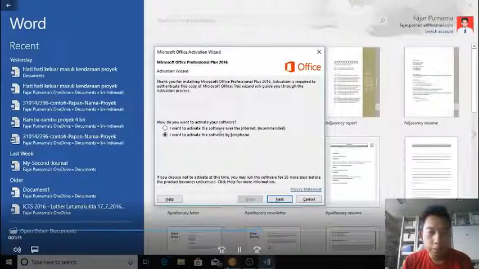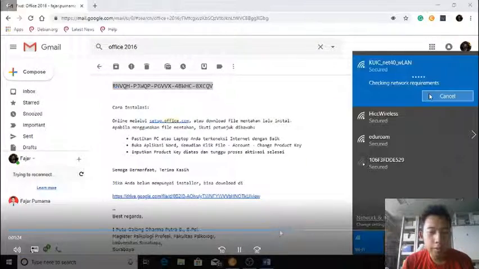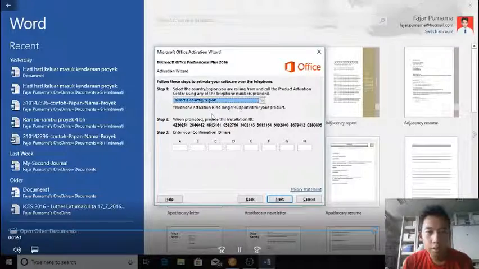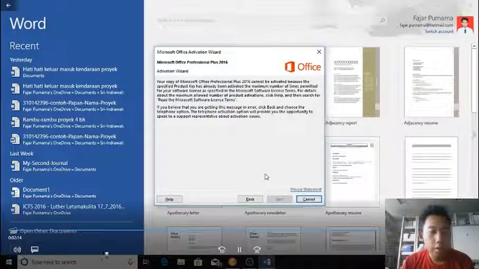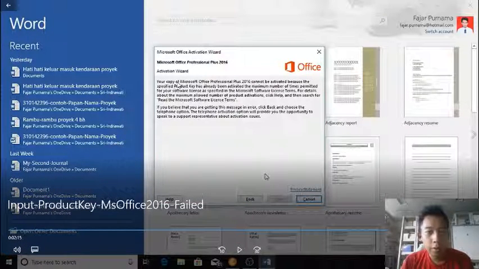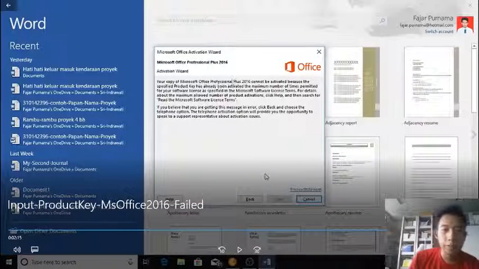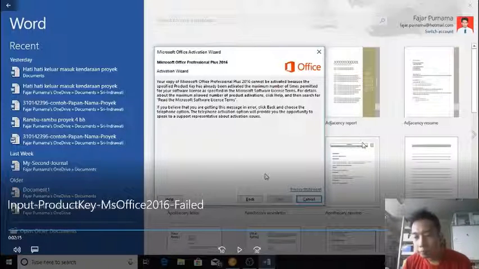and when I said I want to activate it over the internet, not this one, it is said that your copy of Microsoft Office Professional Plus 2016 cannot be activated because specified product key has already activated the maximum number of times permitted.